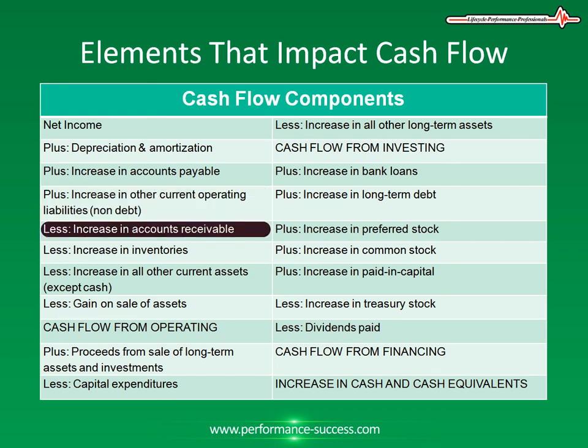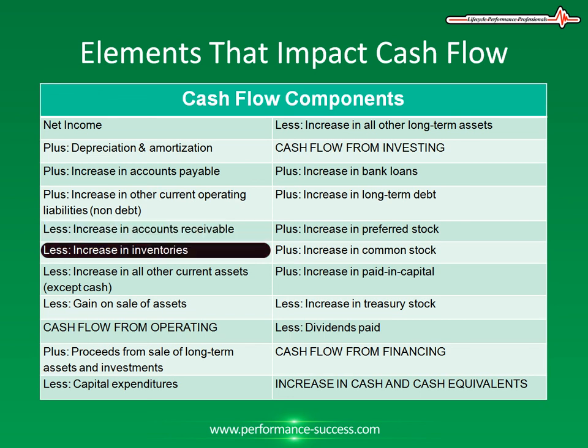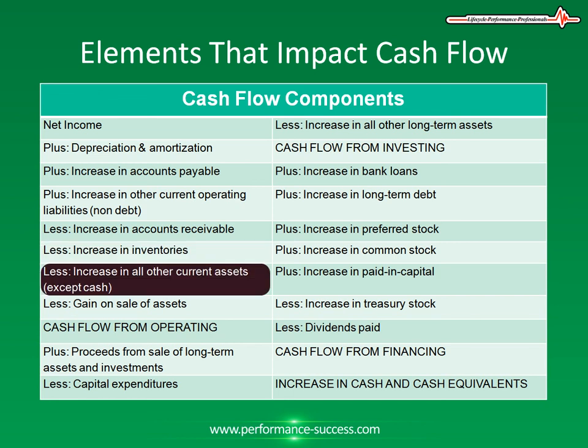Next, you have an increase in accounts receivable. Now, this lowers your cash flow because it deducts the reported revenues not received in cash. Next, you have an increase in inventories. This also lowers your cash flow. It deducts the amounts paid in cash to buy inventories, but not counted as cost of goods sold. The next component is an increase in all other current assets except for your cash, and here this will vary.